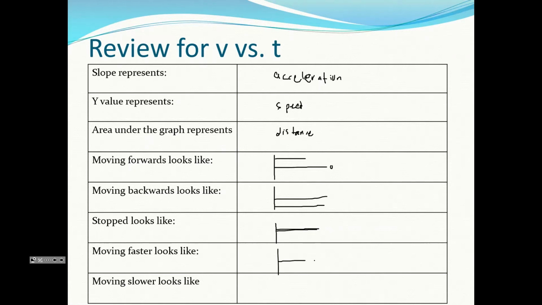If I'm moving faster, it's going to be this. This is fast. And if I'm moving slower, it's going to be closer to the x-axis, like that. Okay, so that's what we did before. Still need to know all that.